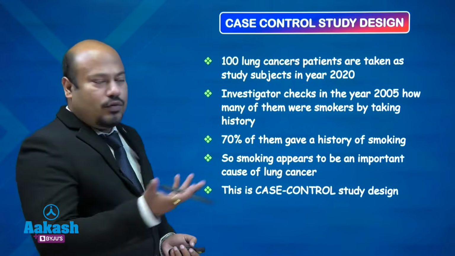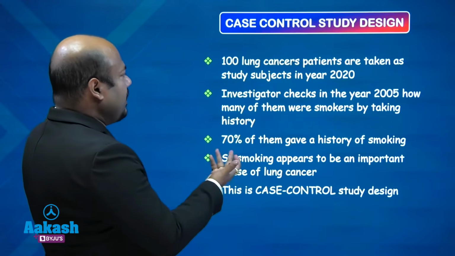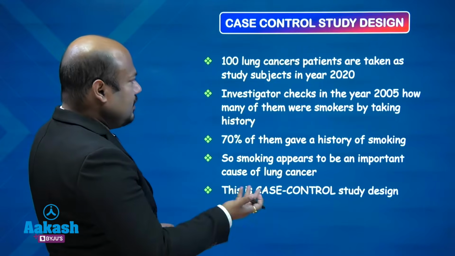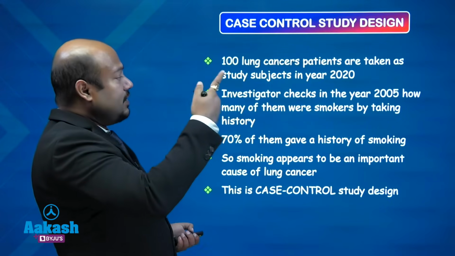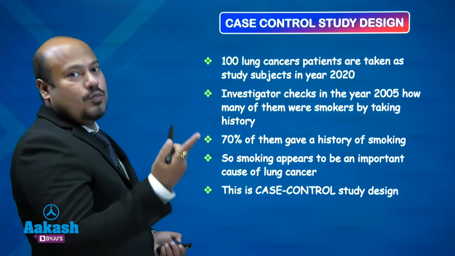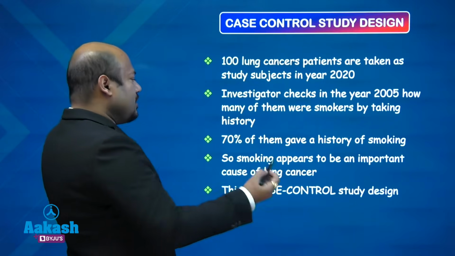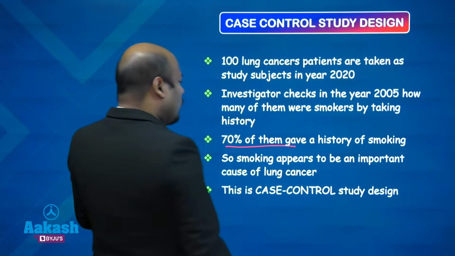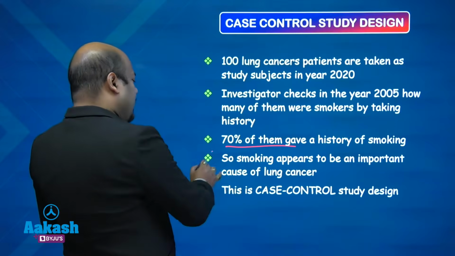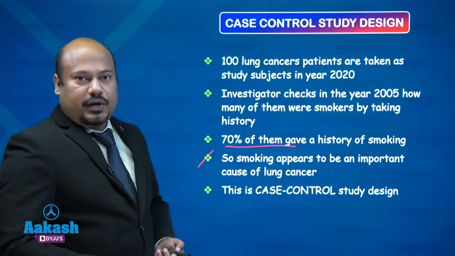Case control study design, you know, that is 100 lung cancer patients are taken as study subjects in the year 2020. The investigator checks in the year 2005 how many of them were smokers. Okay, 70% of them gave a history of smoking. So smoking appears to be an important cause of lung cancer. That is a case control study.